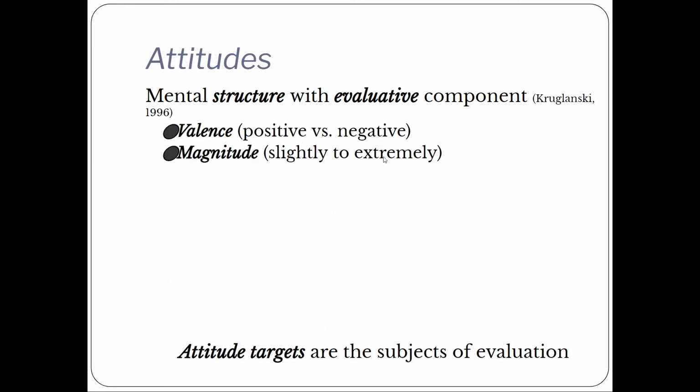And so the evaluative component of attitude has two characteristics. One is valence, whether it's positive or negative, whether we like or dislike something, whether we find something pleasant or unpleasant. And then we have magnitude, which is the degree or strength of our attitude, or the extremity of our attitude, whether we really like something or we only like it slightly, or the same thing for dislike.